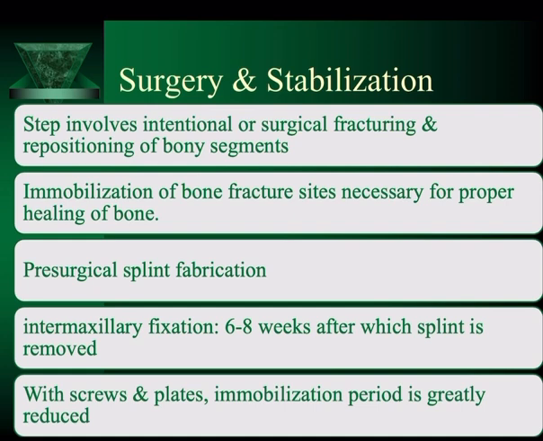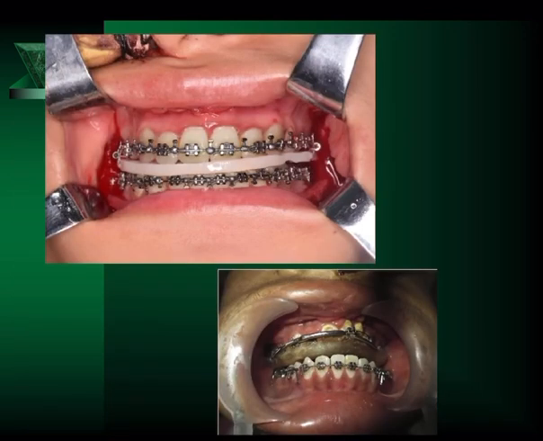Surgery and stabilization. The step involves intentional surgical fracturing and repositioning of bony fragments. Immobilization of bone fracture sites is necessary for proper healing of bone. Pre-surgical splint fabrication. Intermaxillary fixation, which lasts 6 to 8 weeks, after which the splint is removed. With screws in place, immobilization period is greatly reduced. Now this is the intermaxillary fixation, and this is the splint which is given.